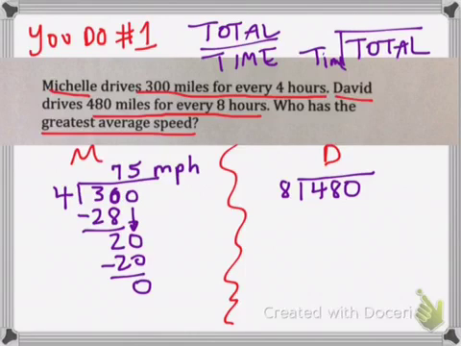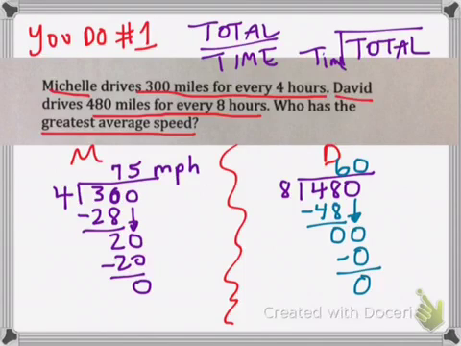And then let's take a look at David. Let me switch colors. 8 cannot go into 4, but 8 can go into 48. A total of 6 times. 6 times 8 is 48. I subtract, bring down my 0. 0 divided by 8 is 0, so 0 times 8 is 0. So I have no remainder. So David goes 60 miles per hour.